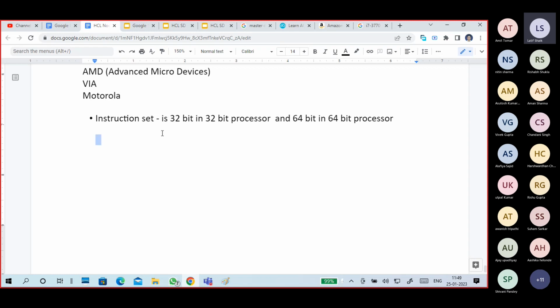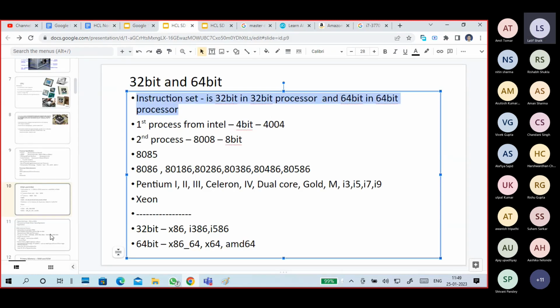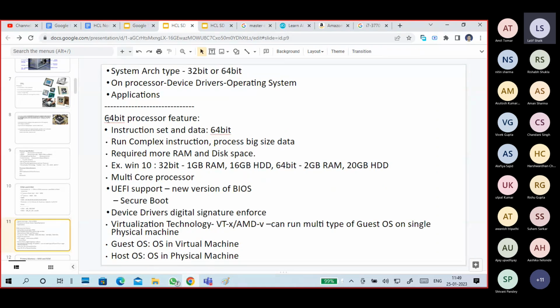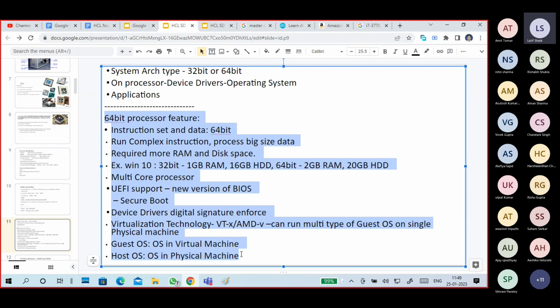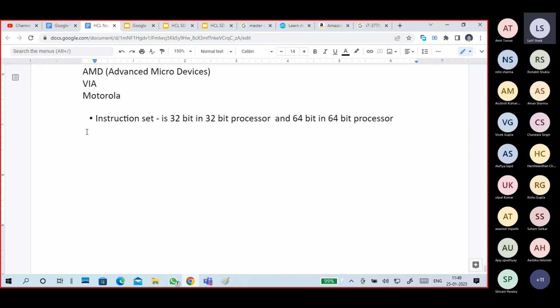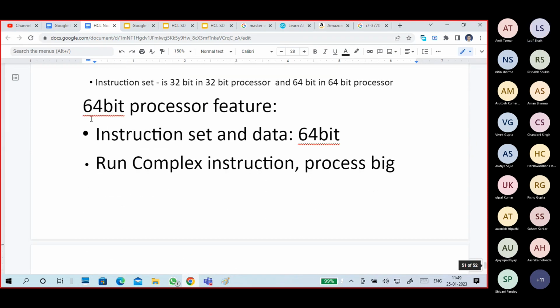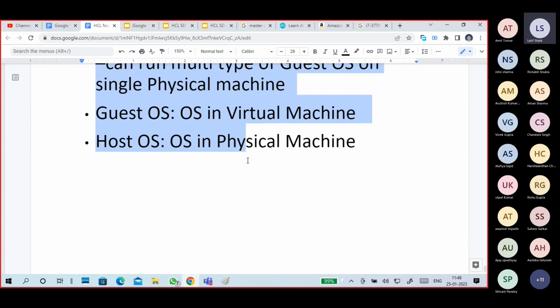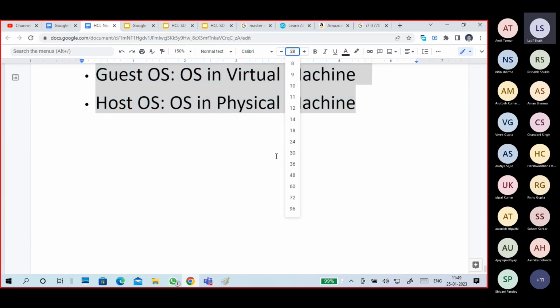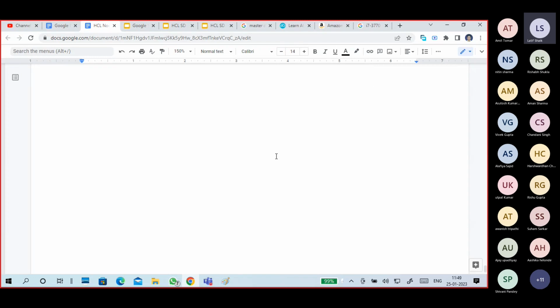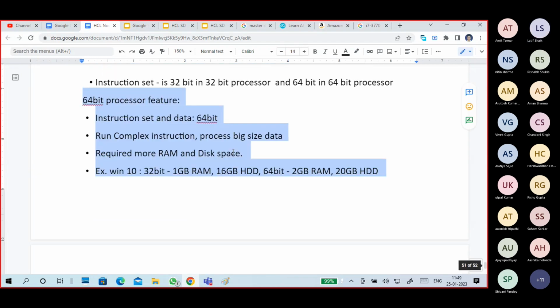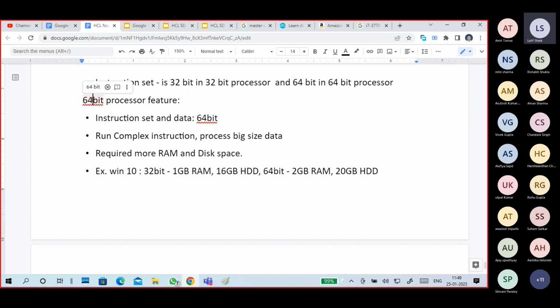As the processor bit size increases, instruction size increases. So there are certain things. Of course, we are getting some features, but infrastructure size also is required. Instruction size and data size become bigger, so obviously we can run complex instructions.